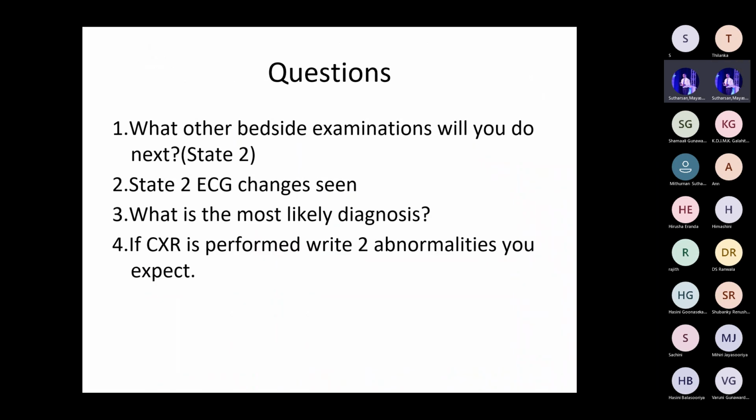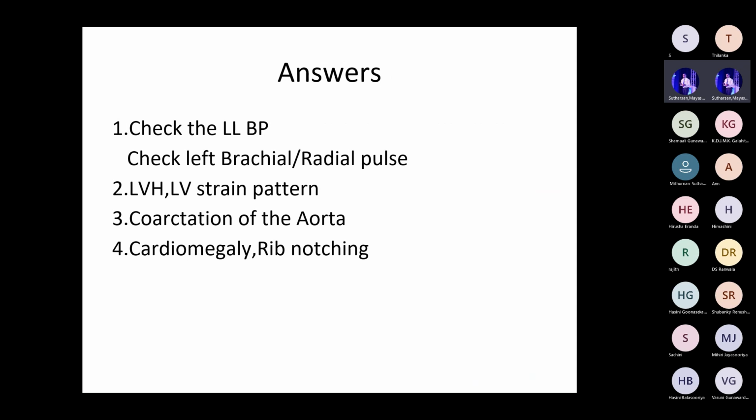So what bedside examinations will you do? You can check for radiofemoral delay, right, and check the lower limb blood pressure. So LVH with LV strain pattern is the ECG finding. So with coarctation, when you do the X-ray, you will see cardiomegaly and rib notching. So these are the two answers you can give, right? You may not always see rib notching, but in chronic ones, because when the collaterals are established, you can see rib notching. Okay.